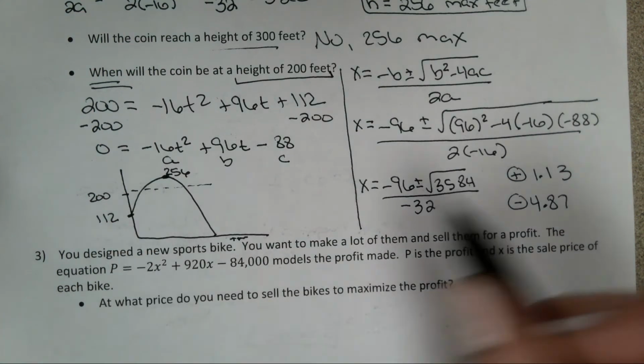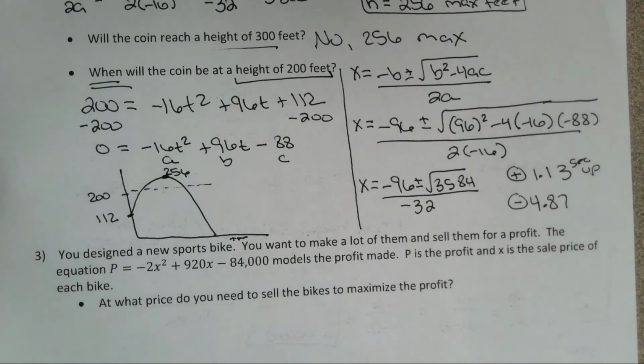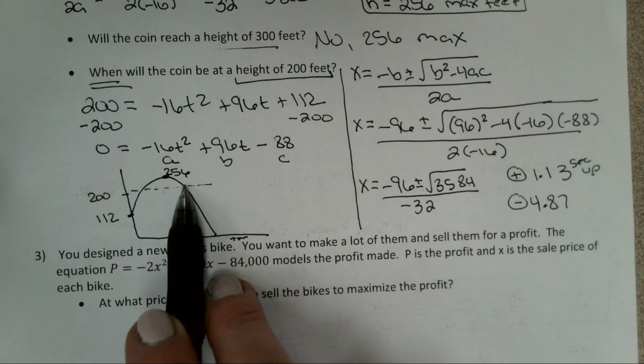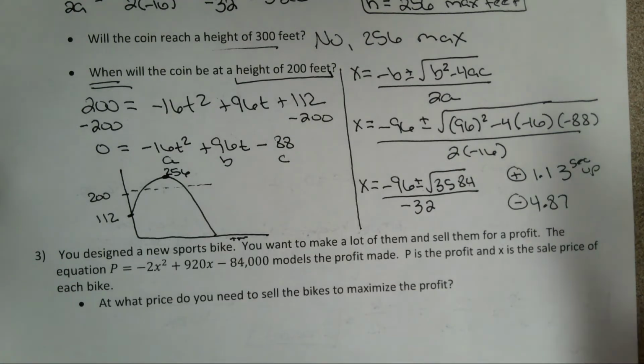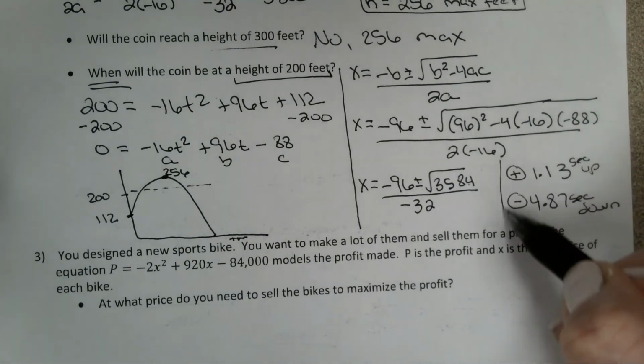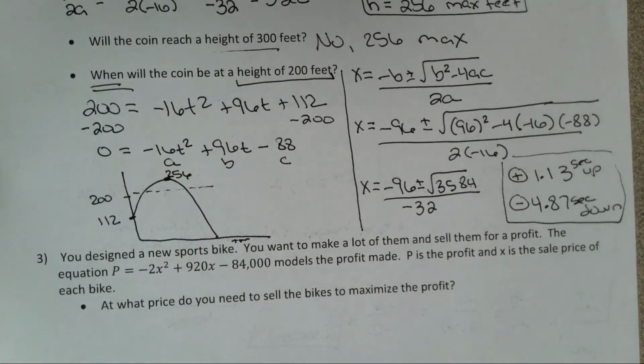So on the way up, that's going to be at 1.13 seconds. I hit the top, and then I hit 200 feet again on the way down. So at 4.87 seconds is on the way down. So in this case, I will hit 200 feet at 2 different points in time.